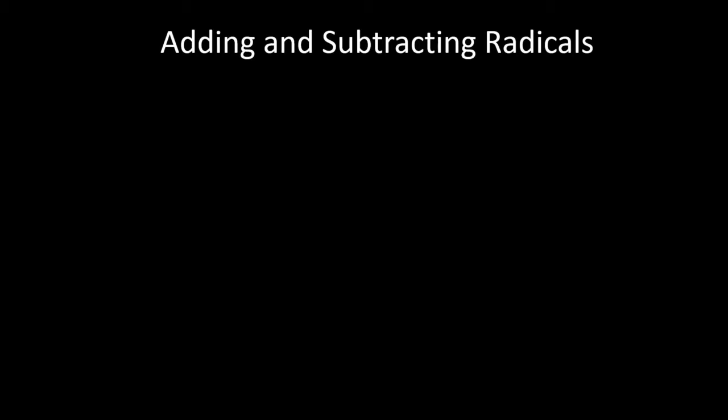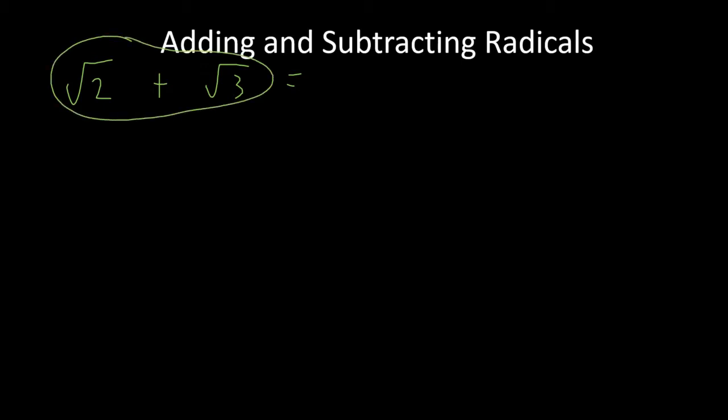With this one, we're adding and subtracting radicals. How this works is, let's say we have root 2 plus root 3. What do you think that answer is? Well, this is actually the answer. They can't simplify.